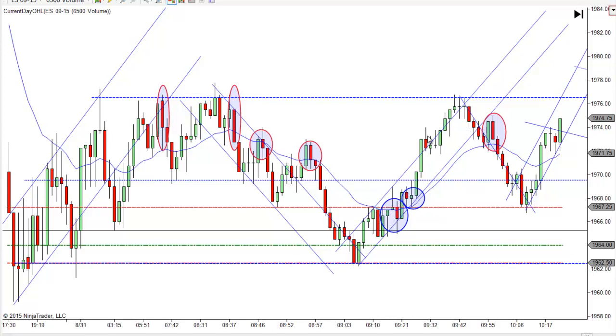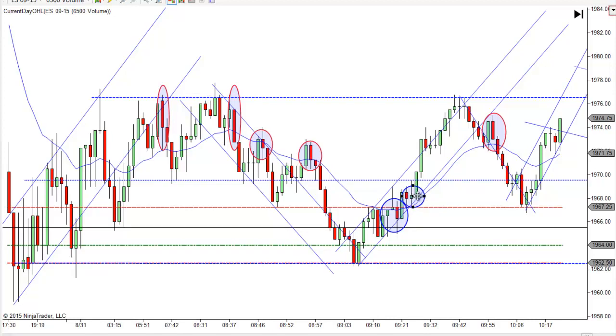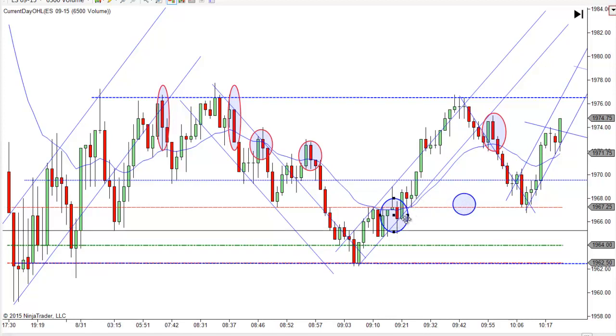It took it a few minutes to get going, but when it pulled back again and tested it again, I liked going long again. And let me show you this. This is like a little breakout. Notice the little matching highs. It breaks higher, pulls back, and tests it, and then goes higher again. That's like a little breakout pullback long. So I like that one.